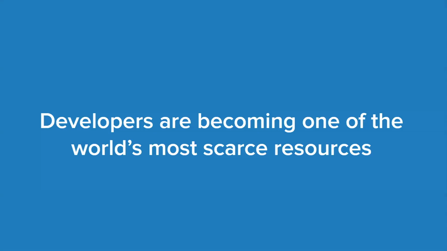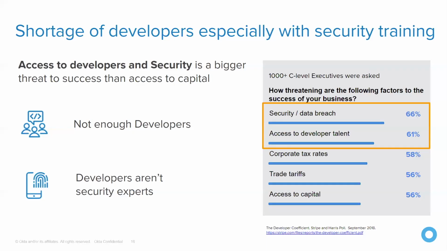But developers are becoming one of the world's most scarce resources. It's actually demonstrated by the data once again, right? There's a shortage of developers, especially the ones who have good security training. And this is one of the top threats that C-level executives have highlighted in this study from Stripe: the fact that there are not enough developers, and on top of that, the developers aren't good at building secure code.